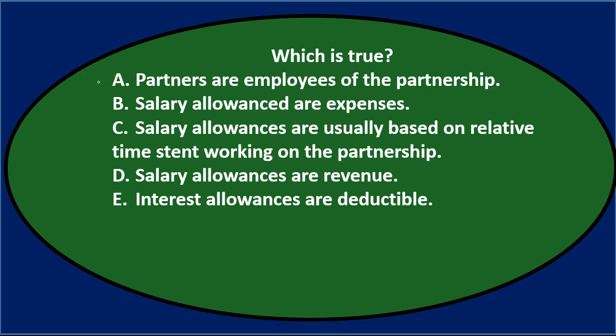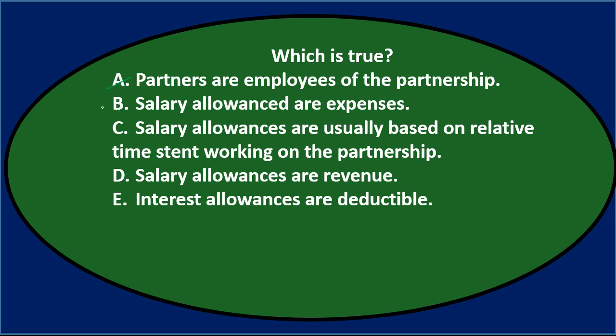So A says, partners are employees of the partnership. Now, you might think it's kind of true. I mean, they could set themselves up as generating wages, but really they're the owners. Clearly, they're acting as the owners of the business. So they're not really employees. It's their business. So typically, we're not calling them employees normally.